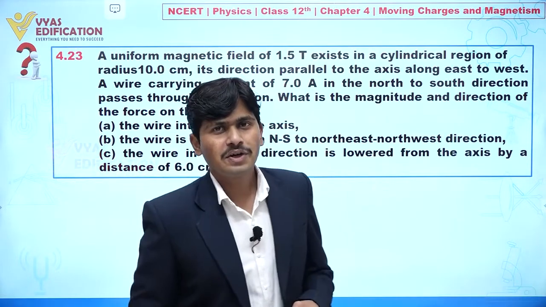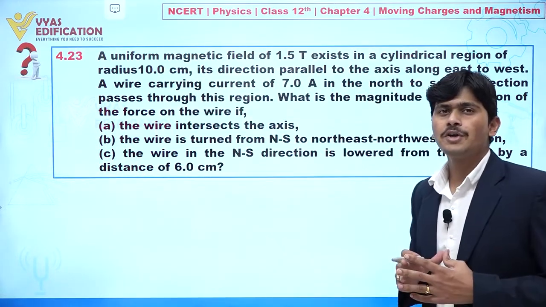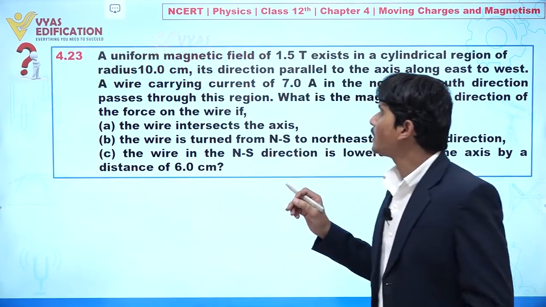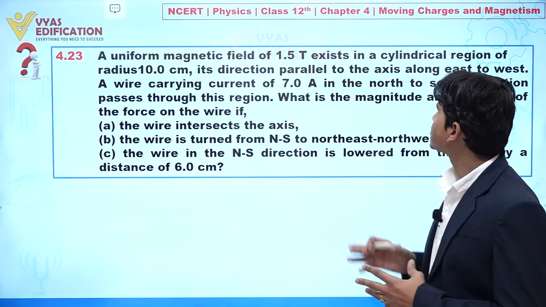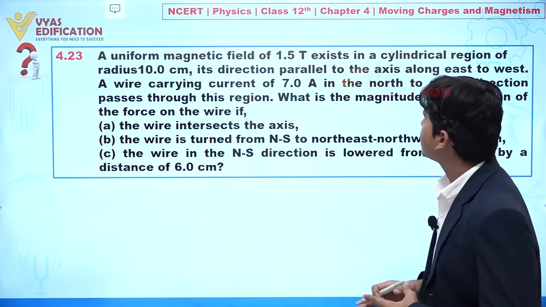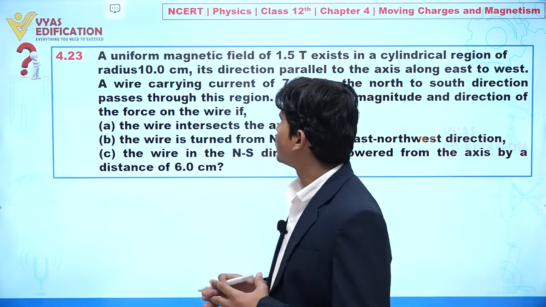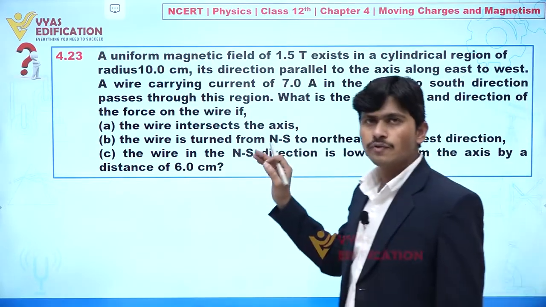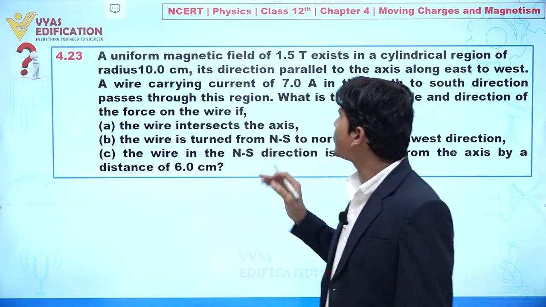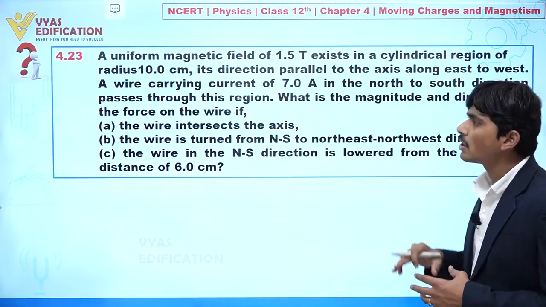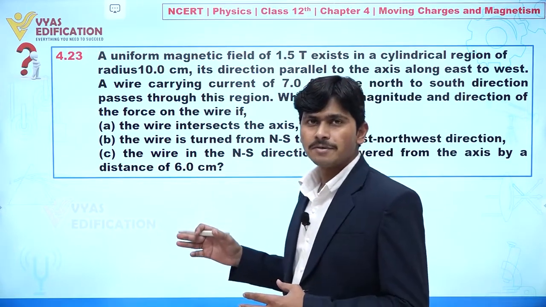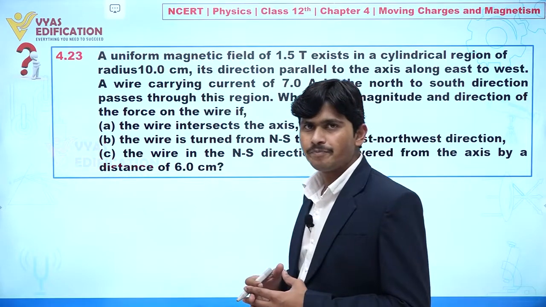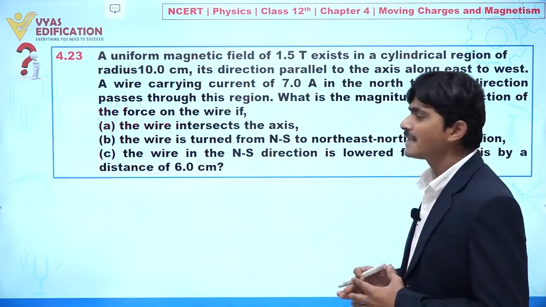Now dear student, we are going to discuss question number 4.23. In this question, a uniform magnetic field of 1.5 Tesla exists in a cylindrical region of radius 10 centimeter. Its direction is parallel to the axis, along east to west, and a wire carrying a current of 7 ampere in the north to south direction passes through this region. What is the magnitude and direction of force on the wire if (a) the wire intersects the axis?